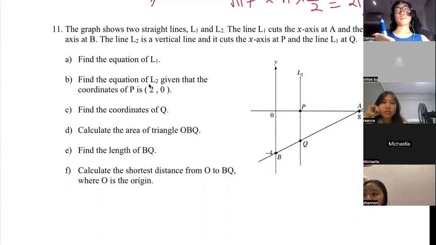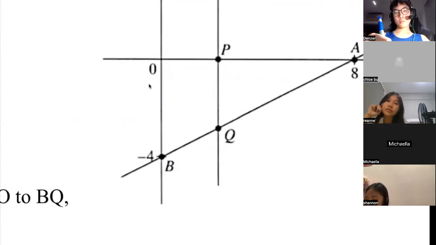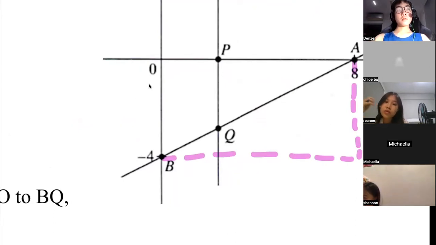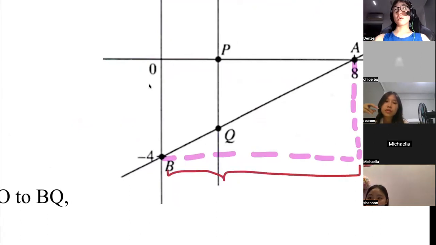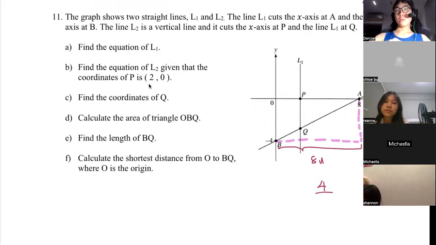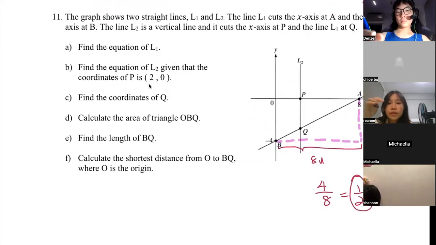Now that we got the graph, must we go and find using coordinates? Don't need, right? We can use rise over run. Can you see? Denzel, can you help me? What is my rise over here? How many units is that? 4. And what is my run here? 8. Very good. So rise over run, it will be 4 over 8, which is half. This is my gradient already.